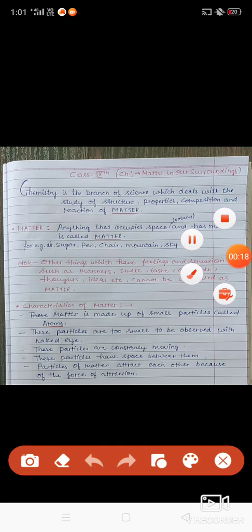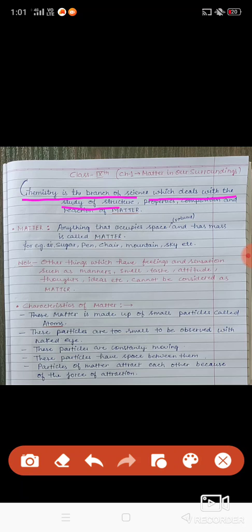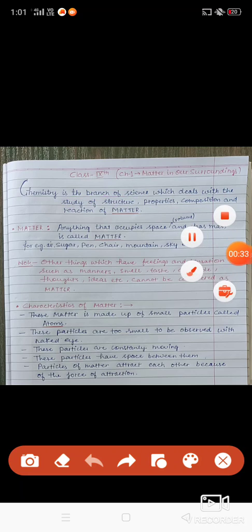And today we are going to talk about some important topics. Before starting the chapter, I want to talk about the definition of chemistry. Chemistry is a branch of science which deals with the study of structure, properties, composition and reaction of matter. All right, mainly four things: structure, properties, composition and reaction of matter.